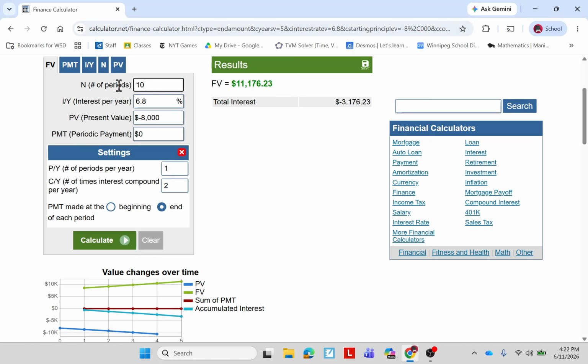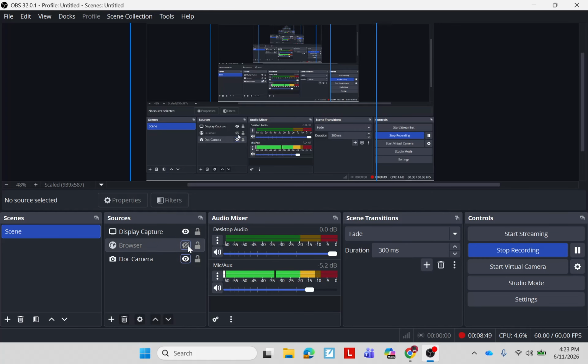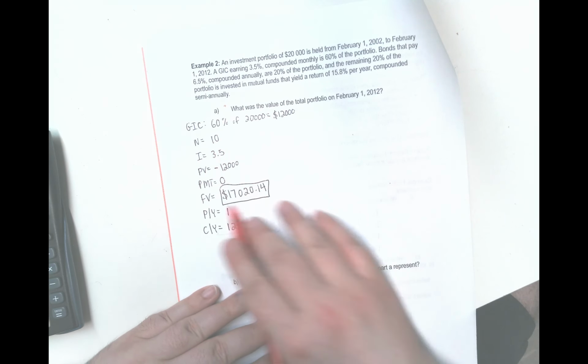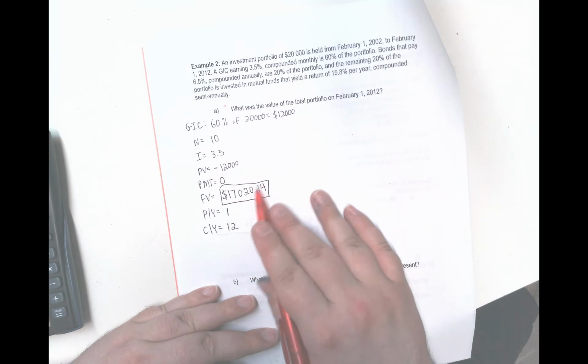So 10 years, 3.5%. Oops, extra 5 there, my bad. We're investing $12,000. We're not making any extra payments. PY is 1, and we're compounding monthly, so that's 12. So when we hit calculate, it's going to be worth $17,020.14. All right, so I'm going to write that down, switch back to the notes here. So my GIC is going to be worth $17,020.14.